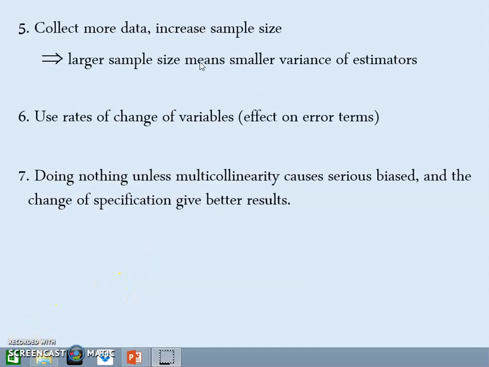Besides that, we might want to collect more data or increase our sample size. We know that a larger sample size will make our estimators more precise because we have a smaller variance of estimators. So even though we are doing remedial measures 1, 2, 3, this number 5 should also be there. We want to do this.